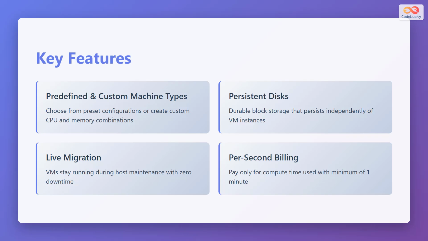Third, live migration is a game-changing feature where your virtual machines continue running during host system maintenance with absolutely zero downtime. Finally, Compute Engine uses per-second billing with a 1-minute minimum, meaning you only pay for the exact compute time you use, making it extremely cost-effective.